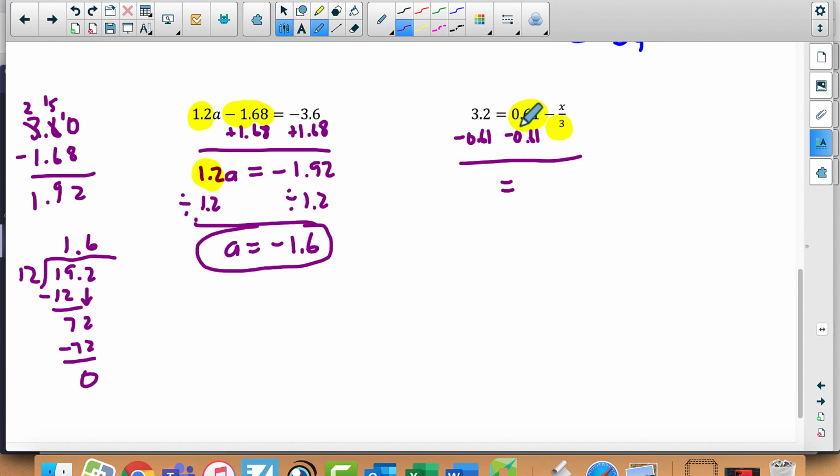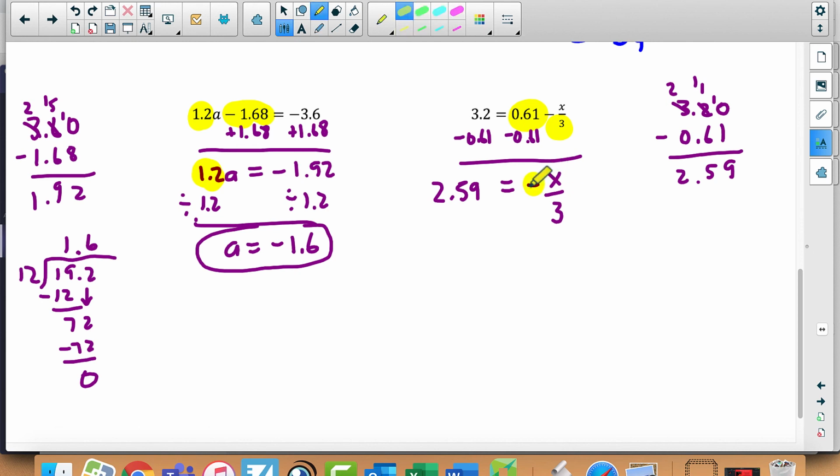So on the right-hand side, the 0.61s cancel. I'm left with negative, don't forget that negative or you're going to get this wrong, x over 3. On this side, I have 3.2 and I'm subtracting 0.61. Again, you can use a calculator. Put a 0 to fill in the space, and away I go. Borrow from the 2, this becomes 10, you got 9. Borrow from the 3, this becomes 11. 11 minus 6 is 5. 2 minus 0 is 2. Decimal moves straight down. So our answer is 2.59 equals negative x over 3.